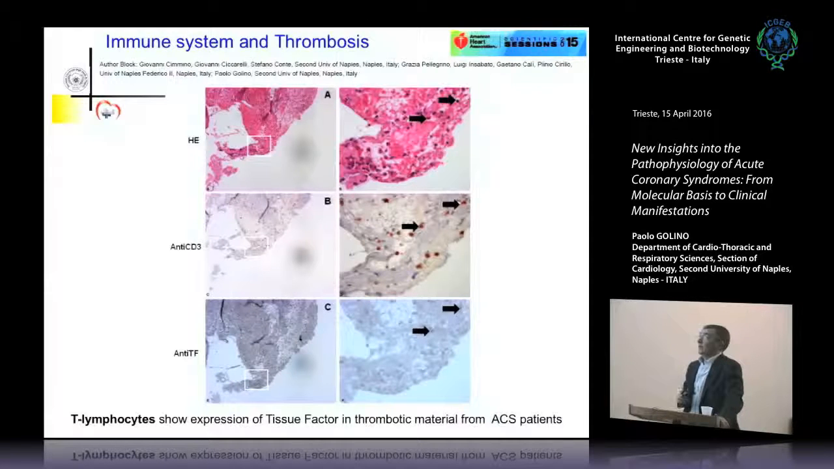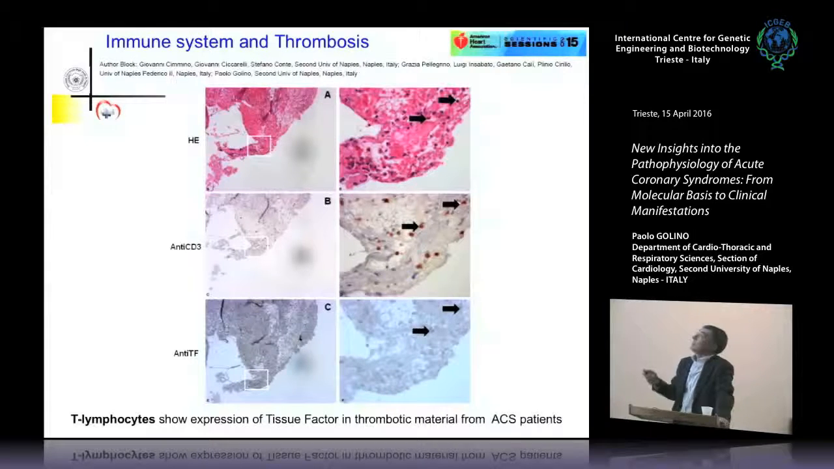In the same series of experiments, we also obtained some thrombotic material from patients coming to the hospital because of a myocardial infarction and treated with primary angioplasty. We can aspirate the thrombus present in the coronary circulation with the catheter, and we can save it, put it in formalin, save it for further analysis.